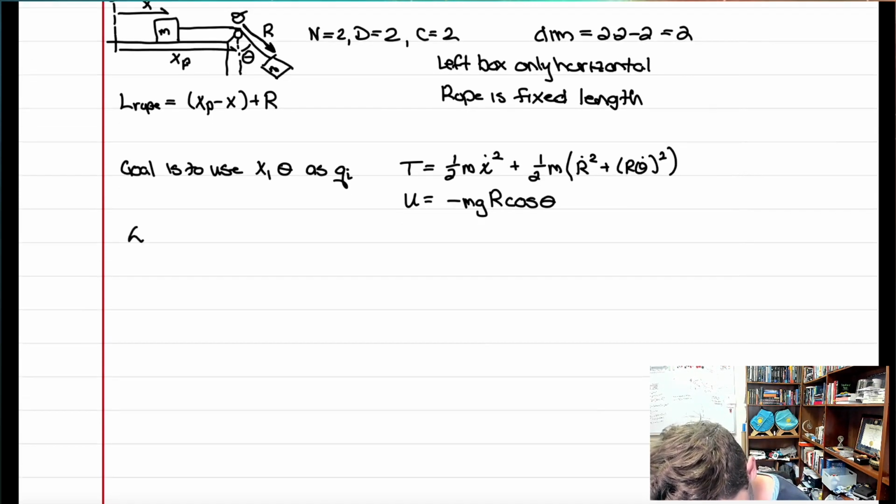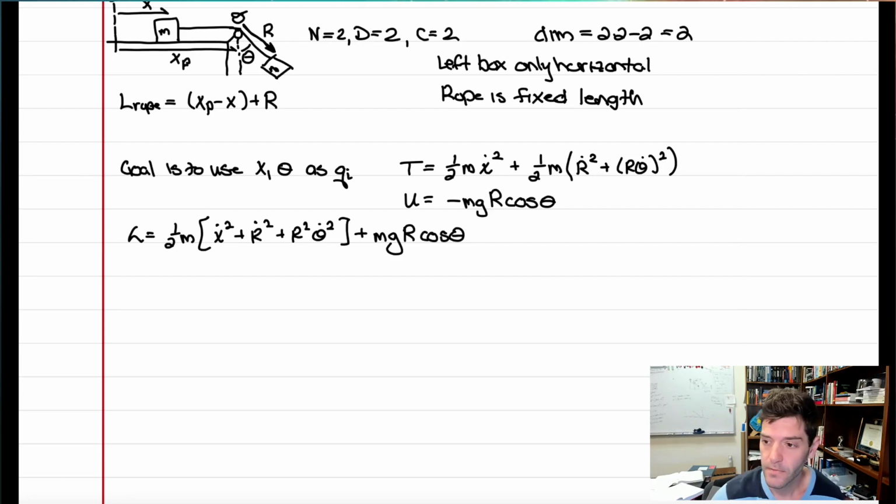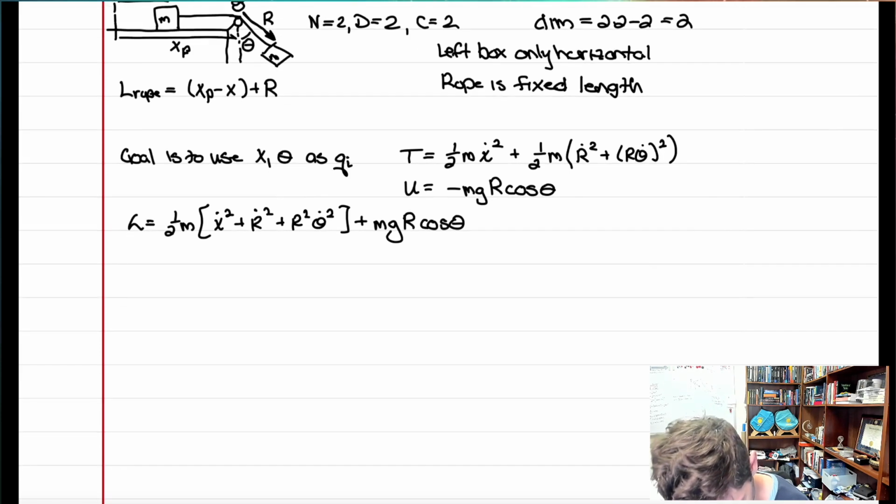Then the Lagrangian looks like it's 1/2 m times x dot squared plus r dot squared plus r squared theta dot squared, plus mgr cosine of theta. Now, of course, the Lagrangian in this case is still written in terms of three coordinates, x, r, and theta. If I claim the dimensionality is 2, I should be able to write this entire thing in terms of just x and theta.